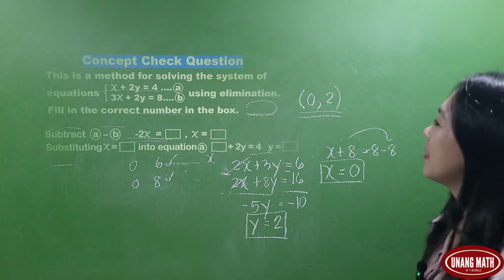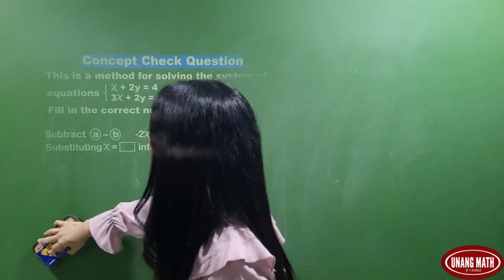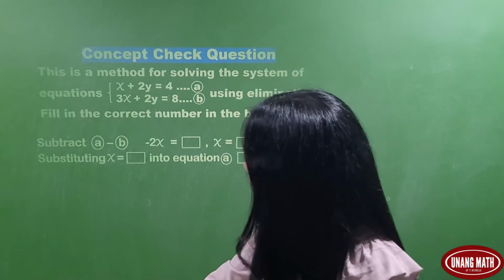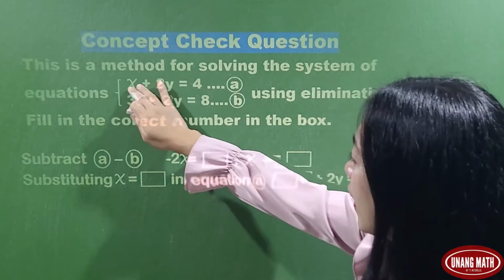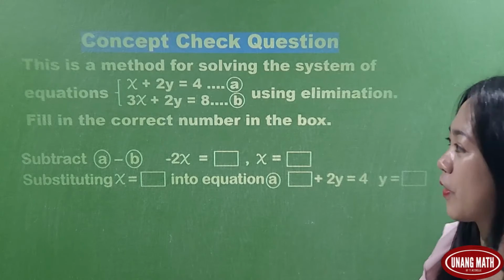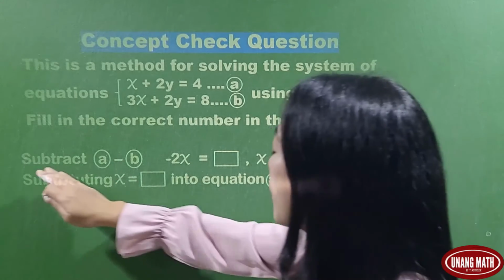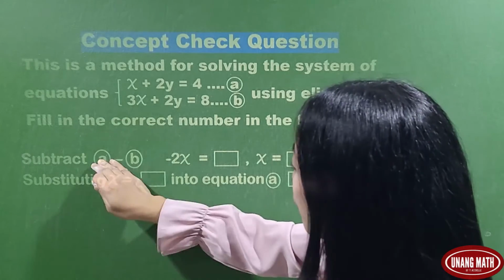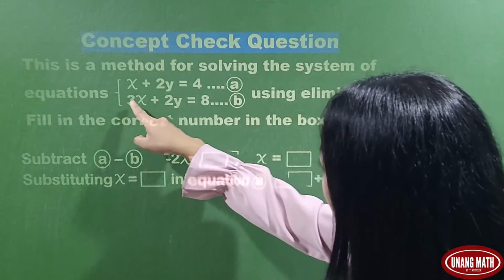Okay, another example is this one. Let's also answer this concept check question as another example for our elimination method. This is a method for solving the system of equations x plus 2y is equal to 4 and 3x plus 2y is equal to 8 using the elimination method. We will fill in the correct number in the box. So first, we will subtract equation B from equation A. So this is our equation A, equation B.